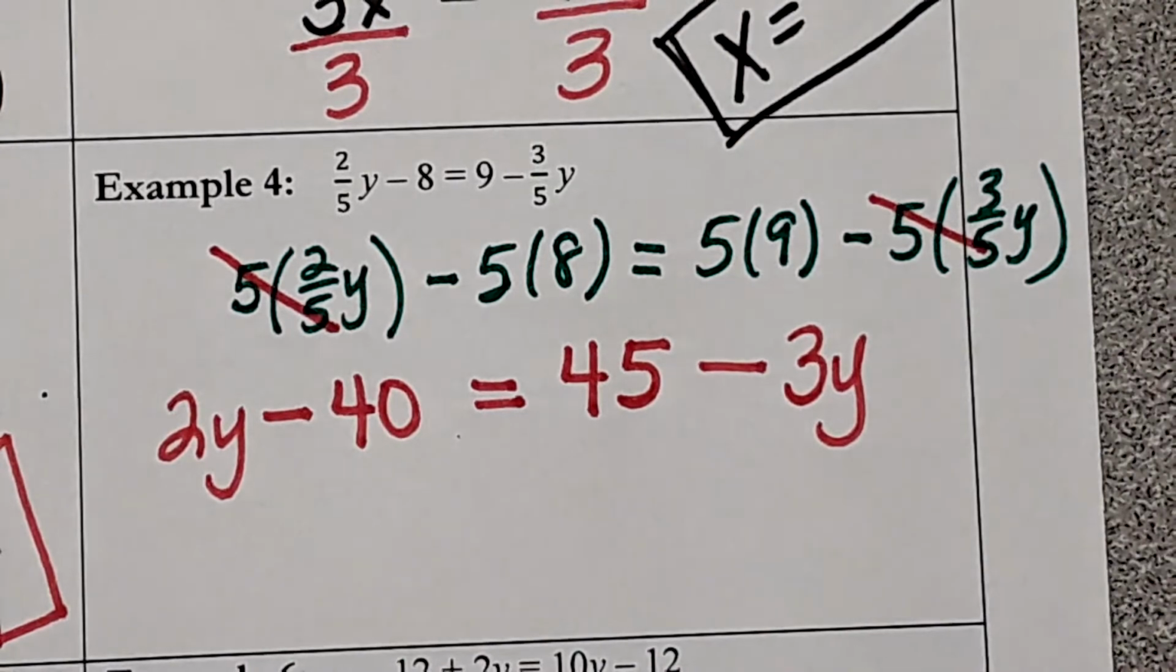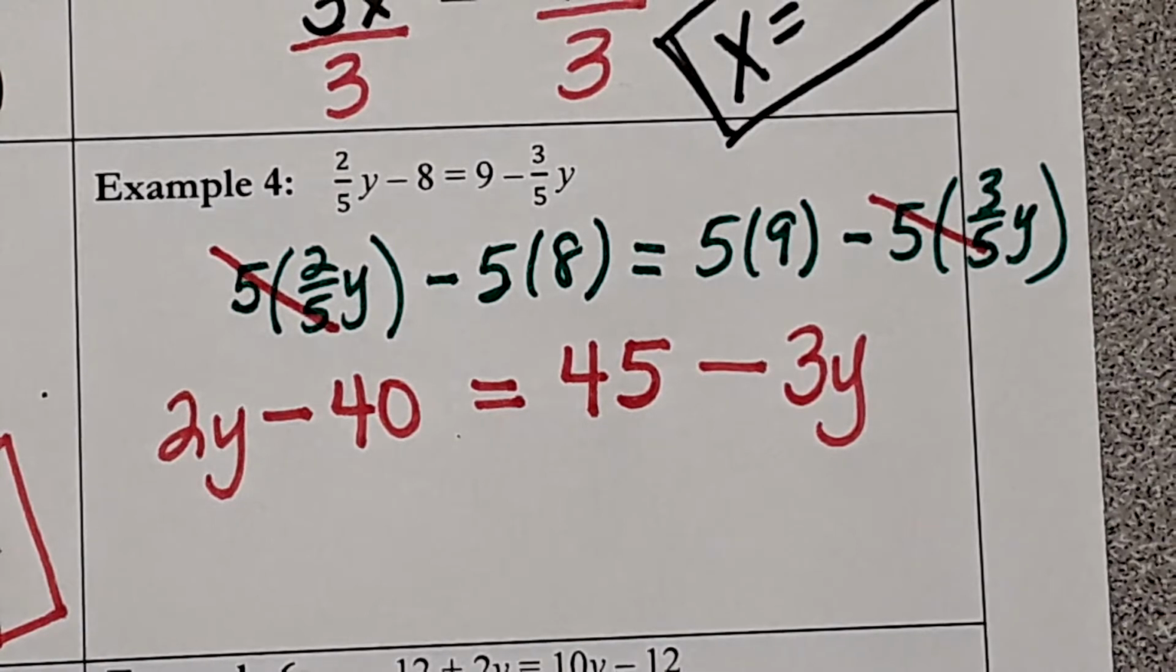Now it looks like all the other typical equations that we have done. So if you don't like that fraction, let's get rid of it. And how you get rid of it is you look at the denominator, and if it's the same, we're going to multiply them all by the same.